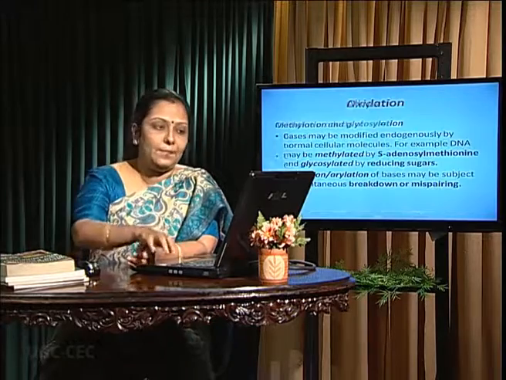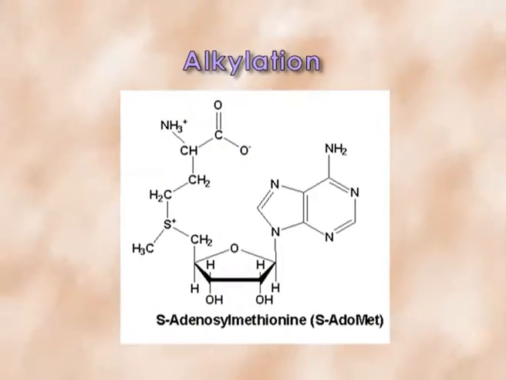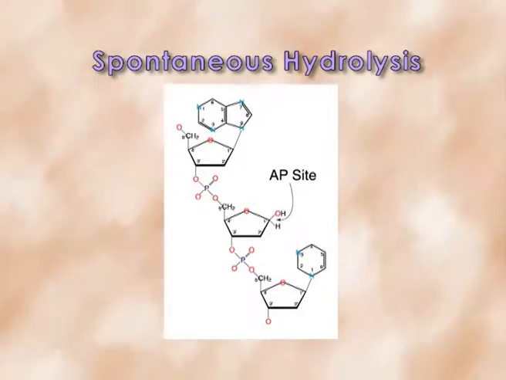Alkylation: methylation and glycosylation are possible. In case of methylation, S-adenosyl methionine endogenously methylates DNA, and reducing sugar can actually glycosylate the DNA, and it can cause the stop of replication as well as cross-linking. Spontaneous hydrolysis causes the breakage of the glycosidic linkage creating an AP site. Along with the AP site, any base can be inserted, and spontaneous deamination of cytosine as well as methyl cytosine is also included within the hydrolysis process.